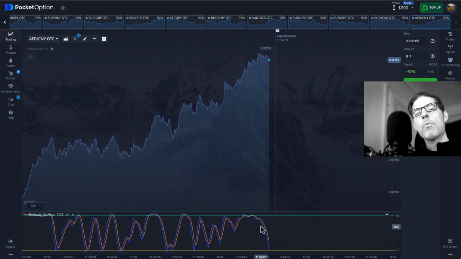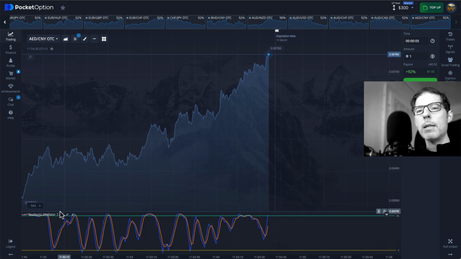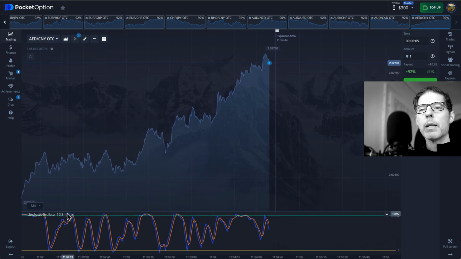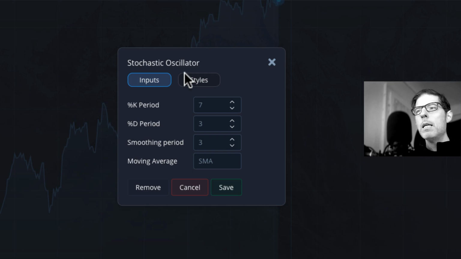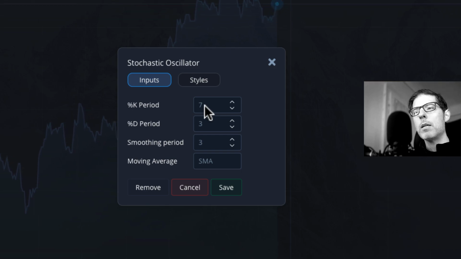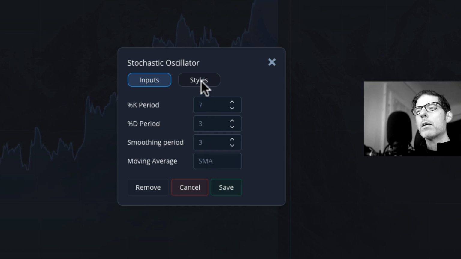And then for the settings for this, let's go over to the name of the oscillator. Click on the pencil icon. That'll bring up the different options here. And so for the inputs, most of these are going to be the same. The change that you're going to want to make is to set the %K period to 7. I think it's set to 14 by default, but 7 is going to work just fine. And everything else should be the same as long as it looks just like this. You've got 7, 3, 3 with a simple moving average, and then move over to the styles menu.